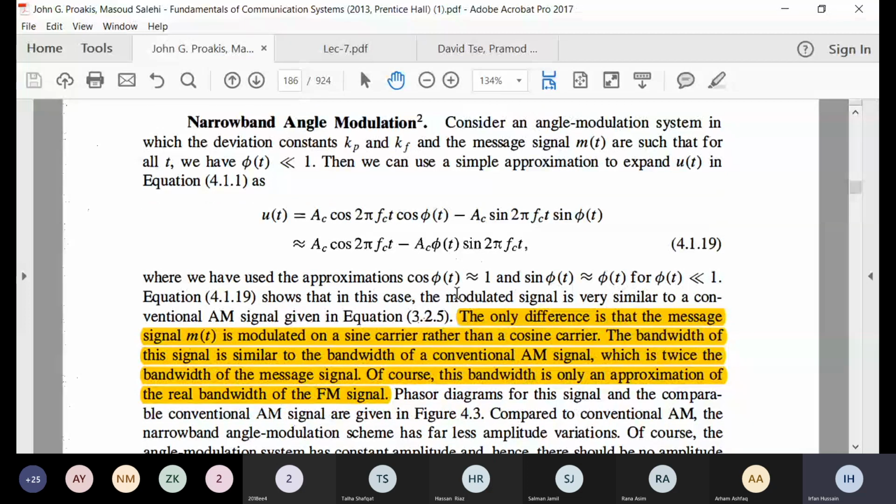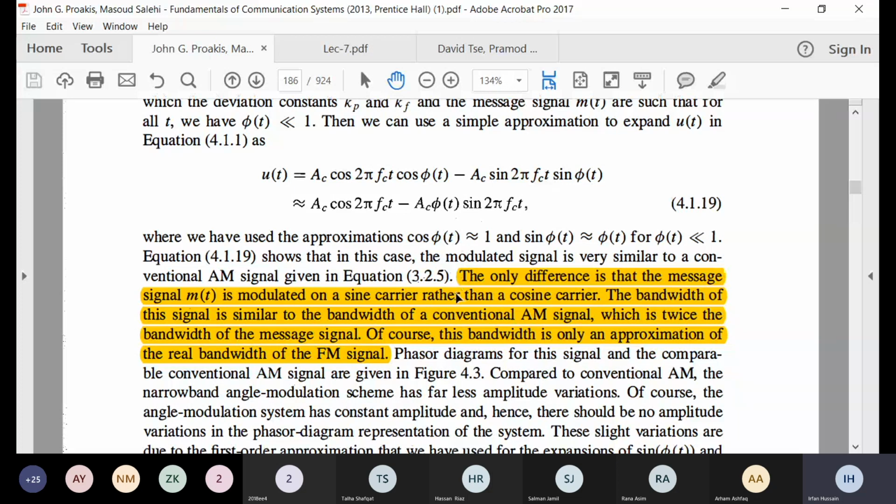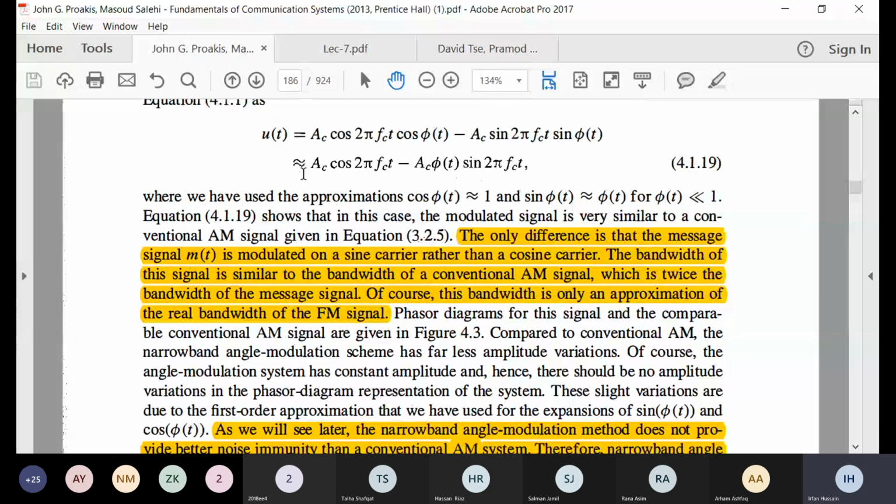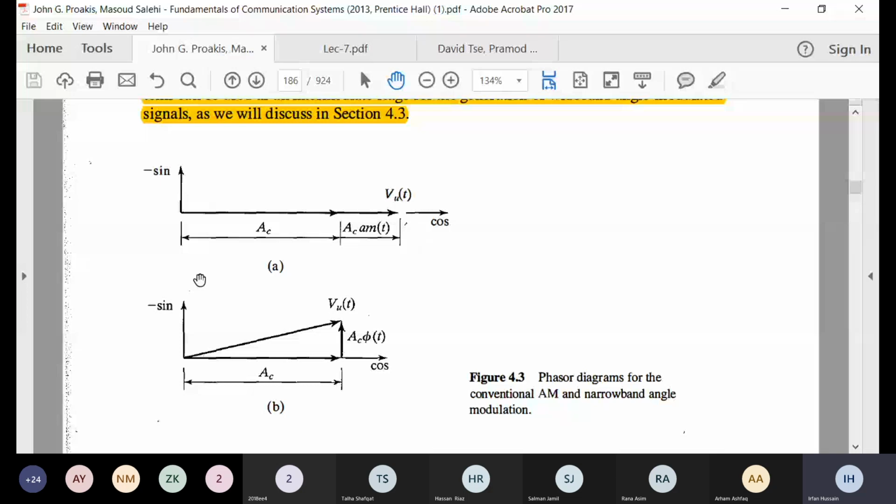You can also see here that for amplitude modulation, the whole signal was the carrier plus this, 1 plus AMT, the conventional. So the whole signal was lying on the cosine. But in this narrow band angle modulated signal, the carrier is along the cosine, but this message signal is along minus sine. And we know that sine and cosine are orthogonal, or they have a phase shift of 90 degrees with respect to one another.